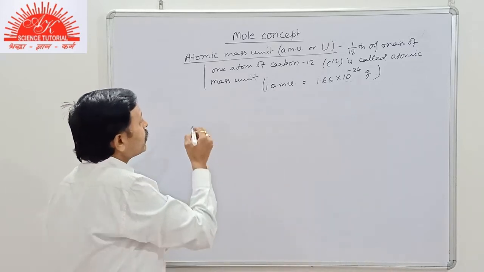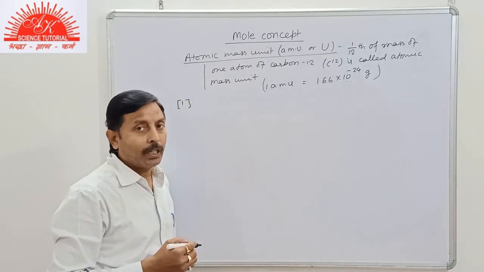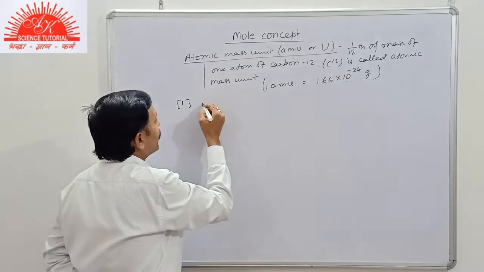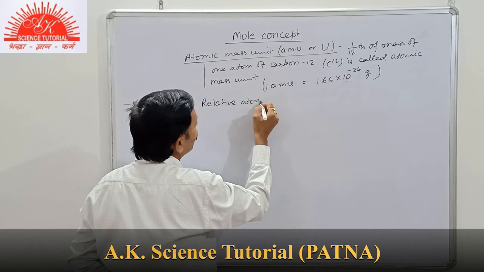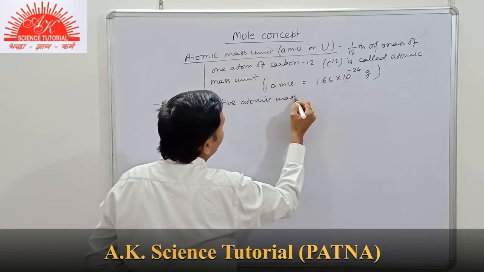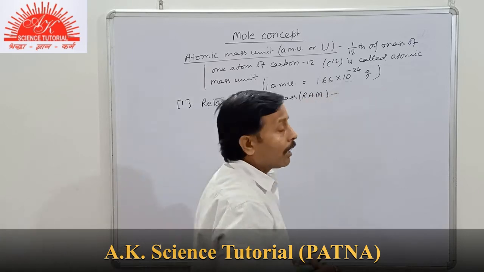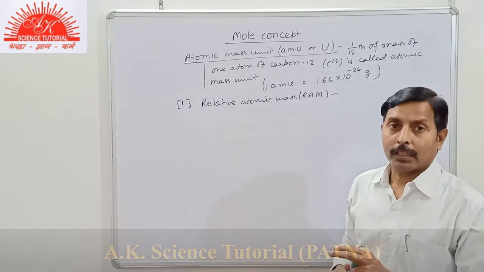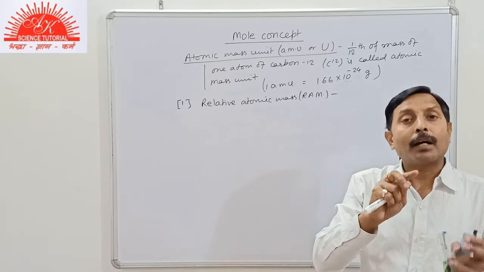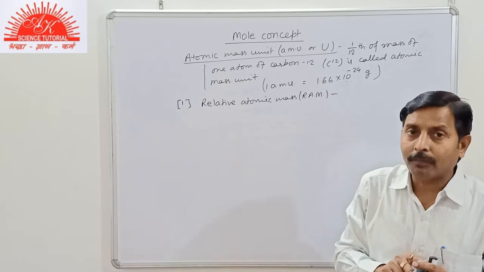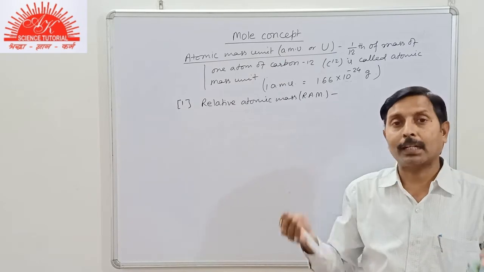Now, suppose we are starting with the measurement of mass of atoms and molecules. So first of all we write relative atomic mass, in short it is RAM. Now, as the name suggests, the word relative means comparison. That is, we have to compare the mass of an atom of an element with this unit. This is a simple way of measurement.